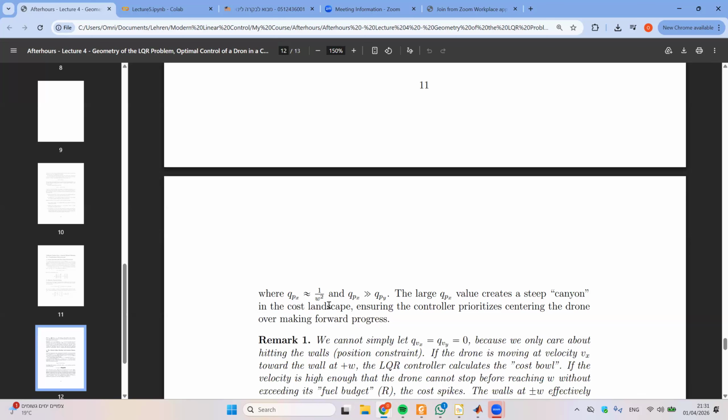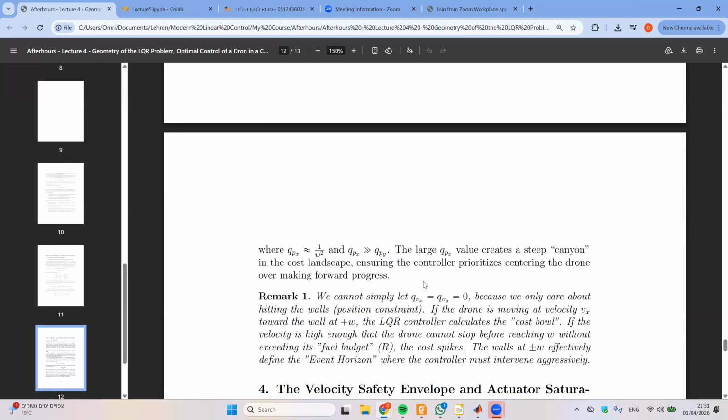Now, we cannot just take the penalty of the velocities to be 0, because on one hand I only care about location, I don't want to hit the wall, so who cares about the velocity? But clearly, if we don't give any penalties on the velocity and we say, okay, we can go at any velocity, if we have a very, very high velocity in the x direction, even if we are very, very close and we want to stop, if we are too fast, we cannot stop before hitting the wall.